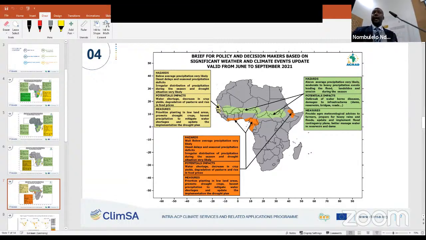Also know that ACMAD, as an African Regional Center, has the mandate to work with the other centers. We contribute within the Regional Climate Outlook Forum to build capacity for national meteorological services, to enhance their skills and to develop such products at national level.